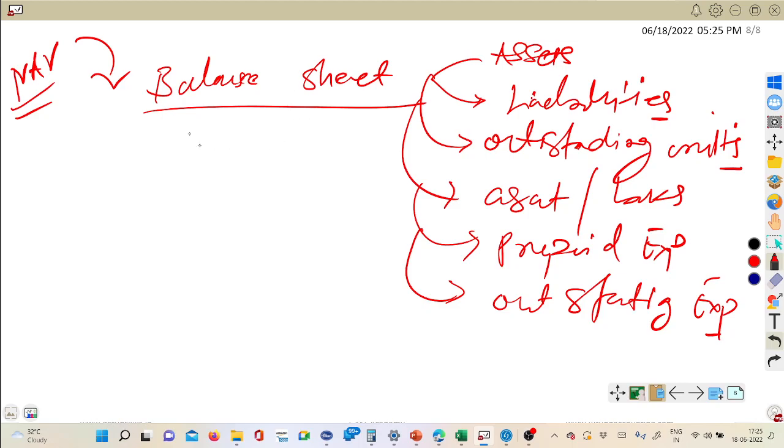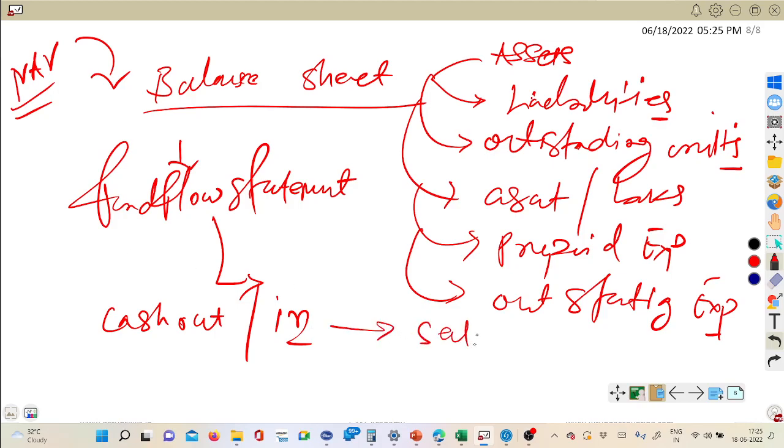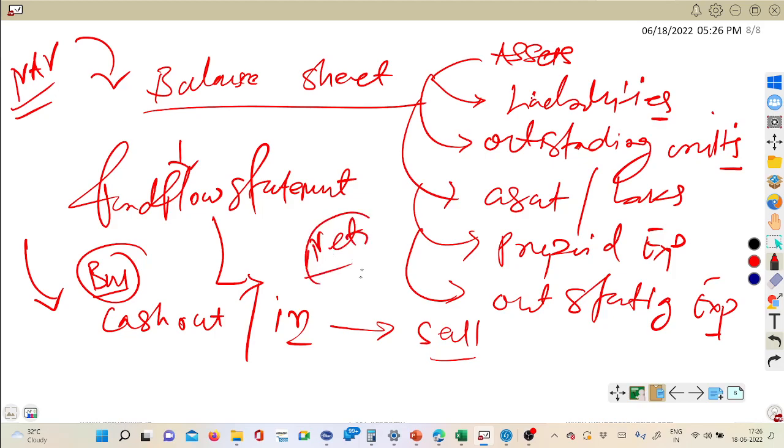After that, after balancing it, you can prepare the fund flow statement. Basically this is cash out and cash in. If you sell, cash comes in. If you buy, cash goes out. So this is based on the buy and sell activity, which helps us get the net change in cash or fund. Okay, cash out, cash in, fund flow statement.